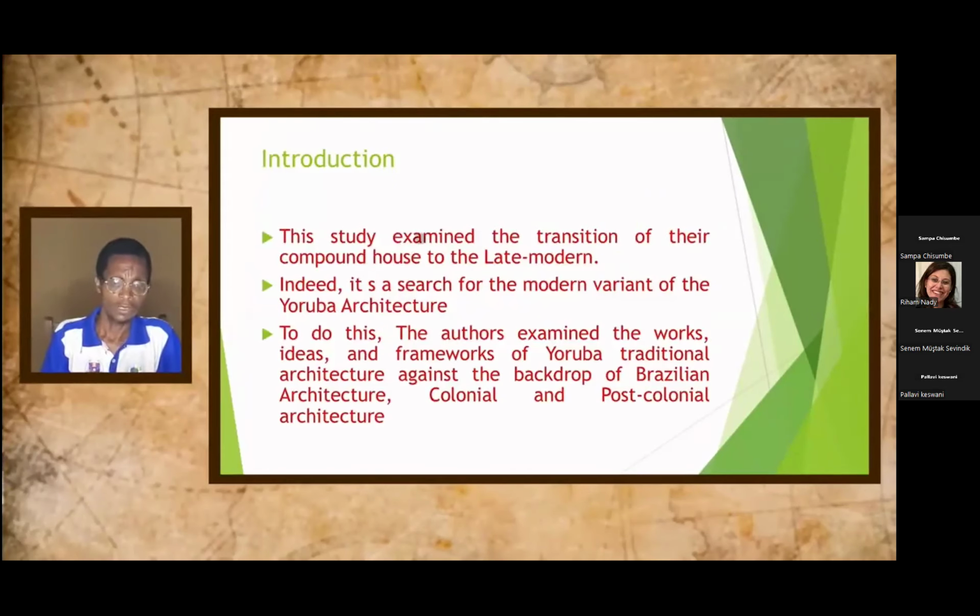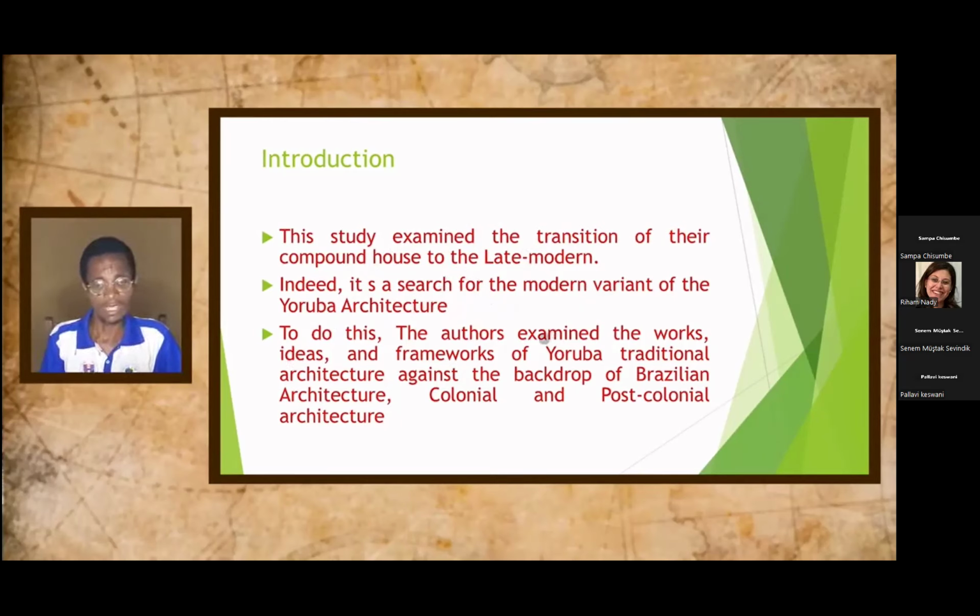Going to the introduction, the study examines the transition of the compound house to the late modern. Actually, the compound house is the earliest form of Yoruba architecture, and how it transits to late modern is a very complex maze which this study attempts to examine. Indeed, this study is more or less an attempt to search for the modern variant of Yoruba traditional architecture.